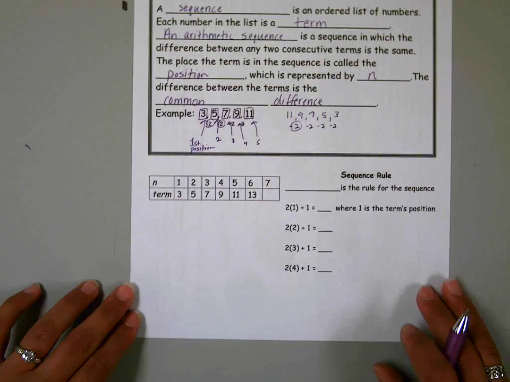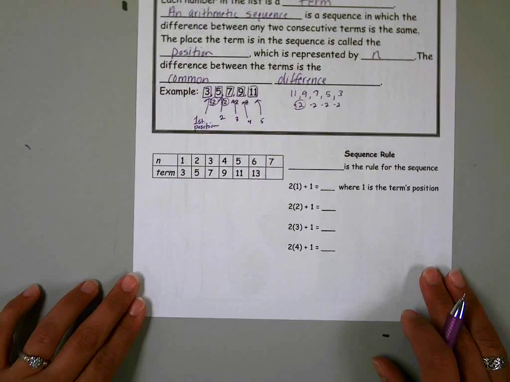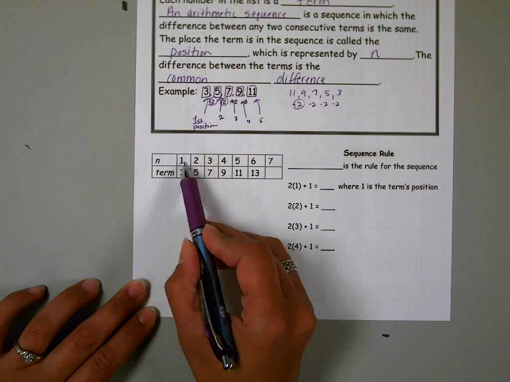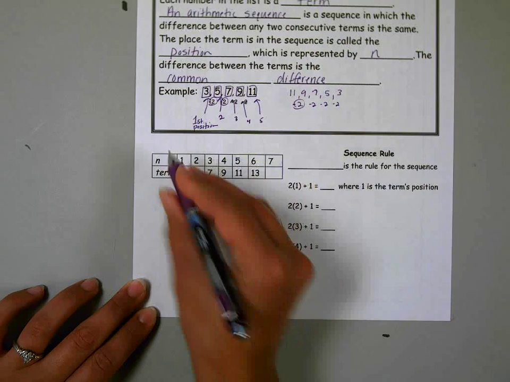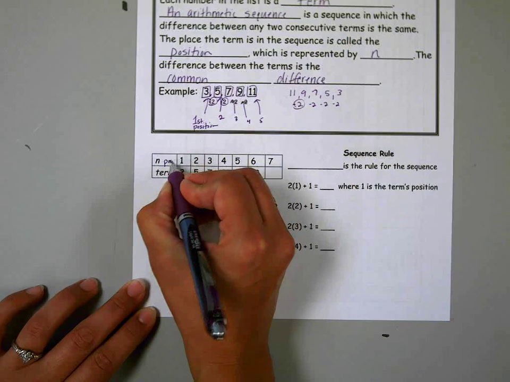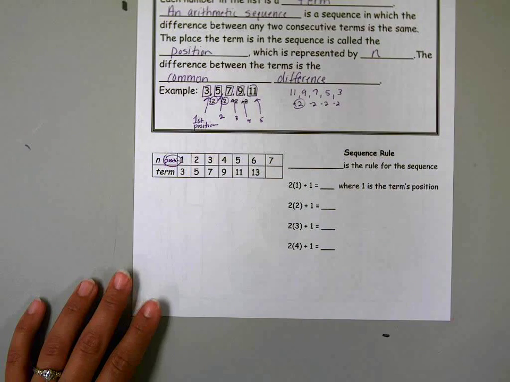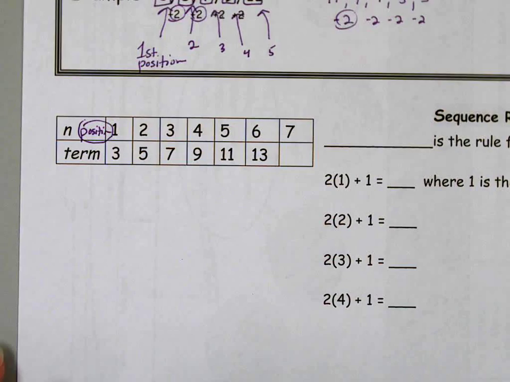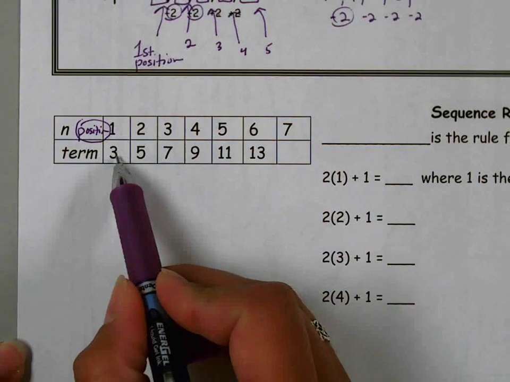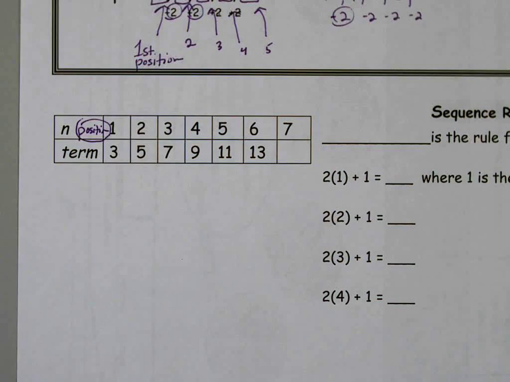So here is the sequence that we just looked at. And here we have n. N is 1, 2, 3. Those are the positions. And I'm going to go ahead and put position here. It's really important that you understand what the position is. And then the terms. So this is our actual sequence, 3, 5, 7, 9, 11, 13.